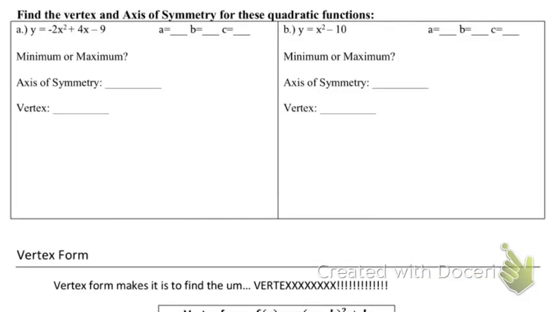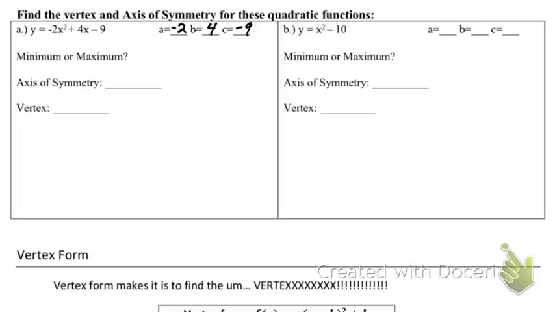So we're supposed to find the vertex and axis of symmetry for the following quadratic functions. We're also supposed to say if it has a minimum or maximum. We'll talk about that in just a second. The first thing I want to do is list my a value, b value, and c value. So my a value for this one is negative 2. My b value is 4. My c value is negative 9.